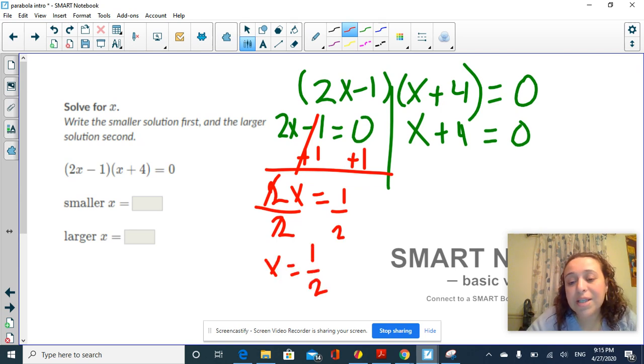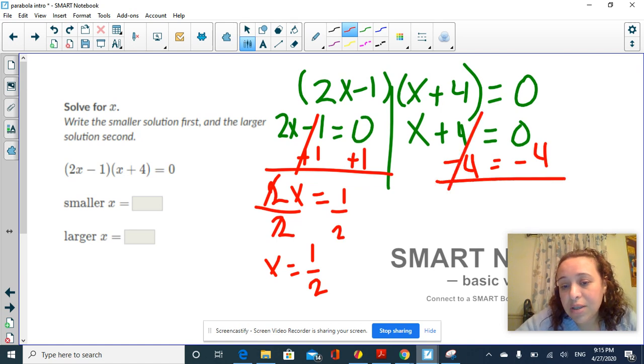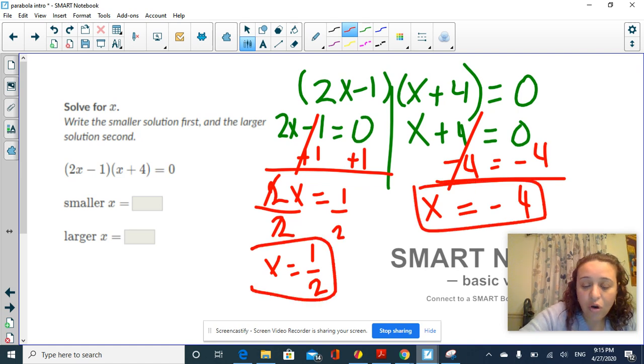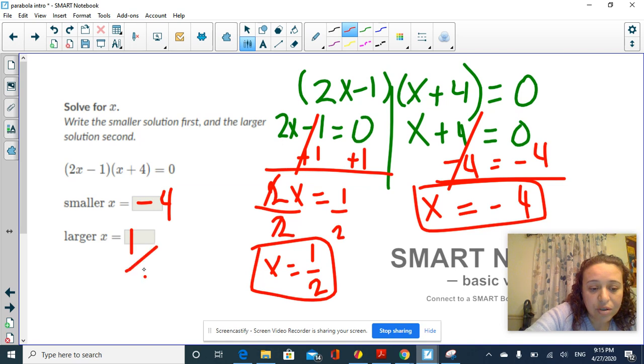The second solution, or the second zero of the function, we subtract 4. The inverse of addition is subtraction. And if you subtract something from the left side, you do the same with the right side. X equals -4. Now you have two solutions, or two zeros, or two x-intercepts. Write the smaller one first, then the larger. We have -4 and positive 1/2. Of course, the negative one is the smaller. So the smaller x is -4 and the larger is 1/2.